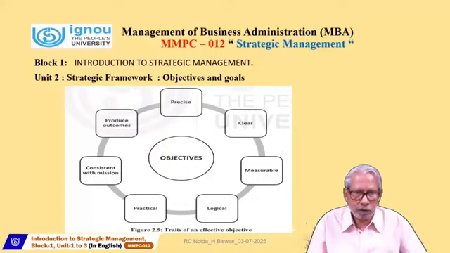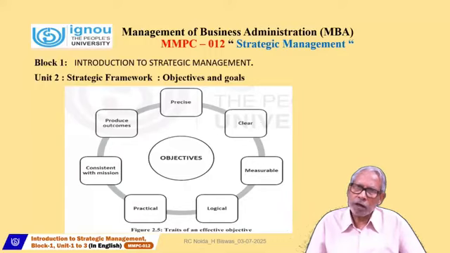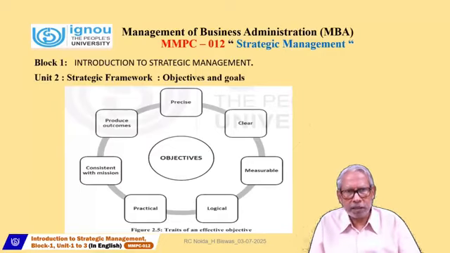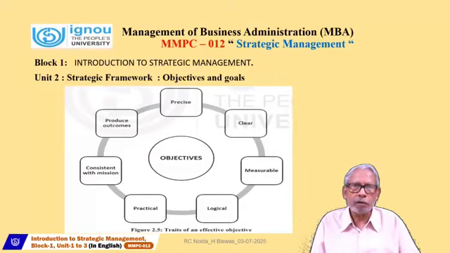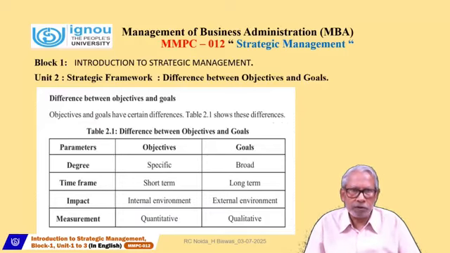Now, here are some traits of effective objectives. What are the qualities, from a quality point of view? Objectives should be precise, clear, measurable, logical, practical, consistent with the mission, and produce the outcome. So these are the components of effective objectives, or we can say the basic requirements for the goals. Now, the difference between objectives and goals.